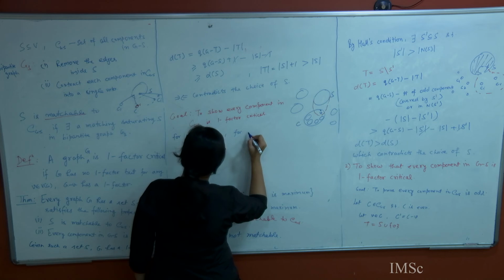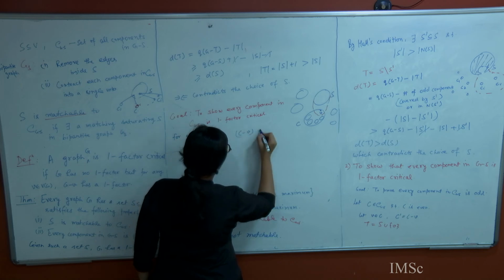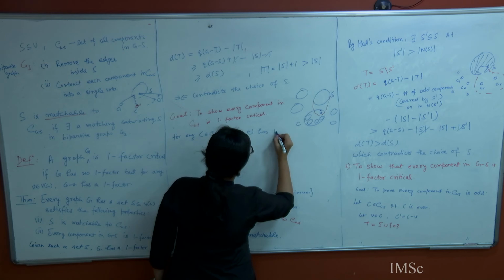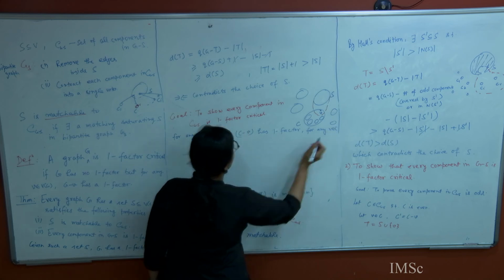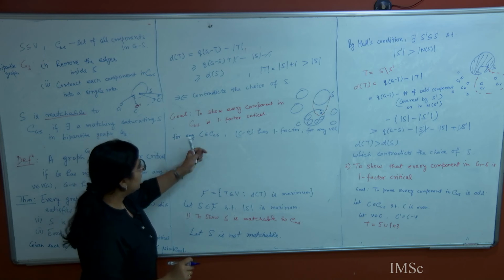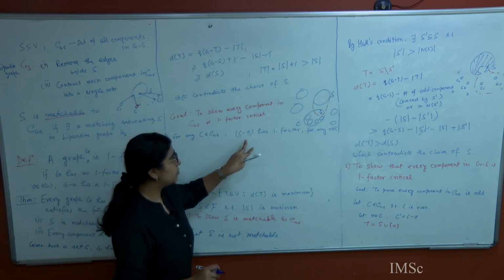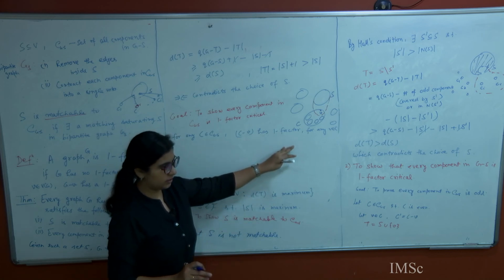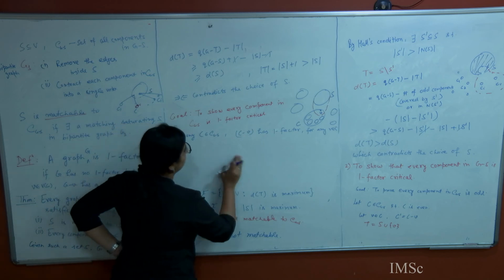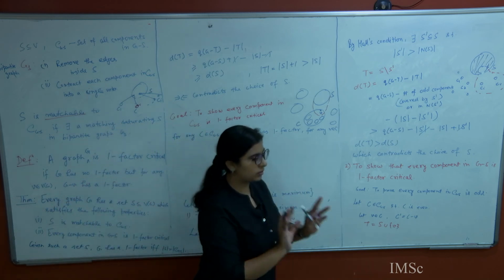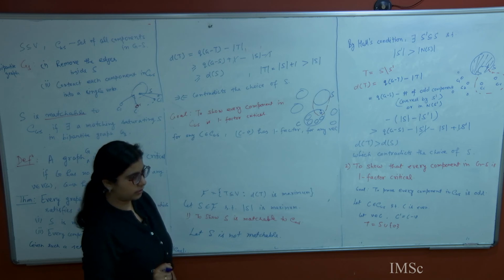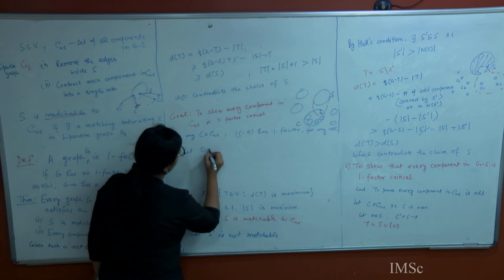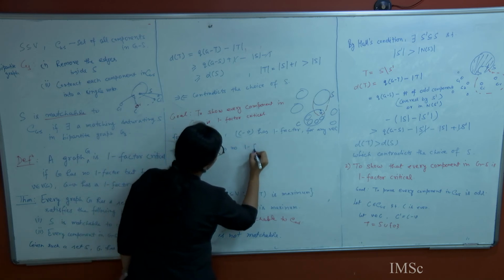Basically, for any C belonging to C of G minus S, I want to show that C minus V has a one-factor for any V belonging to C. So basically we want to show that for any component in C of G minus S, C minus V has a one-factor for any V in C. So let us use contradiction. Suppose C minus V has no one-factor.